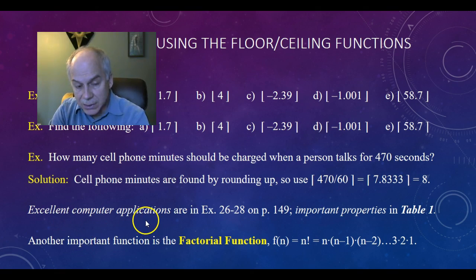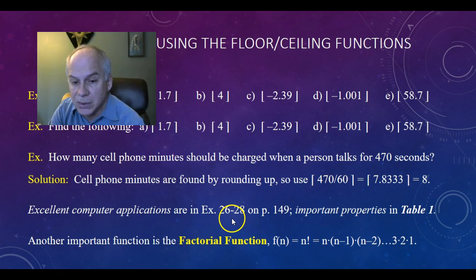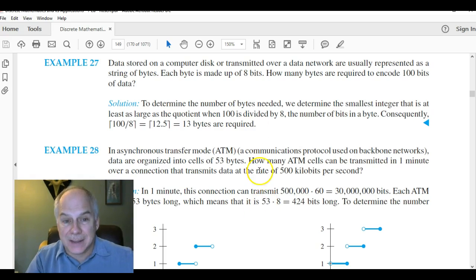There's other excellent computer applications on pages 26 to 28. I'm sorry, examples 26 to 28 on page 149, and some other important properties on table 1 that you should look at. So I decided to go ahead and look at example 27 in Rosen's text.